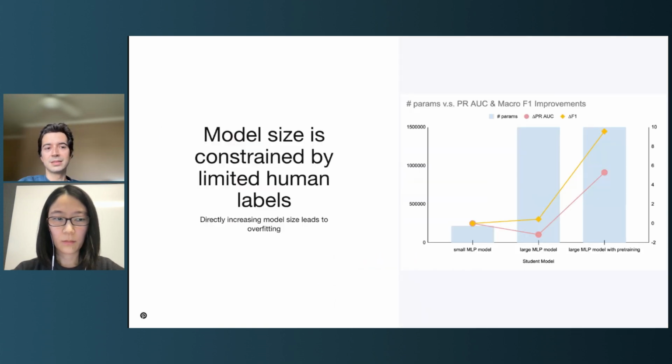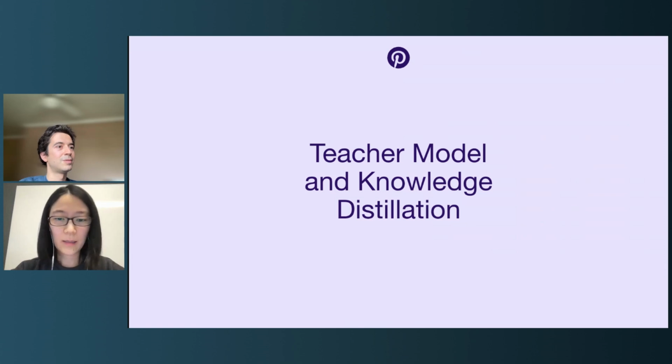We observed that growing the relevance model size solely by the labels obtained from the crowd in fact led to overfitting and worse performance. To overcome this, we've utilized pre-training and knowledge distillation approaches, which would be covered next by Vanyu. Thanks, Onur. Next, I'll share more about the teacher model and knowledge distillation process for the student model.